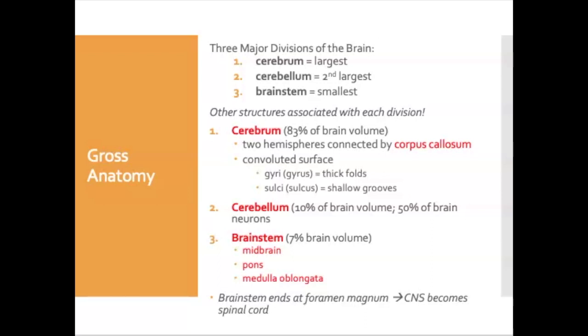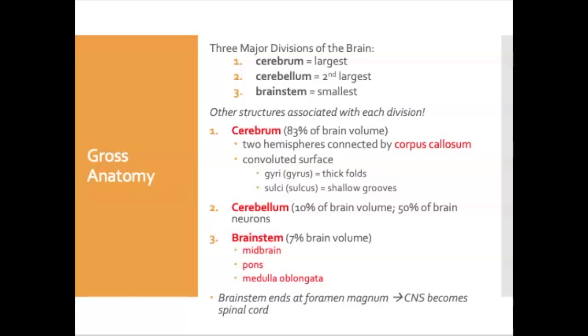So we said the cerebrum is the largest physical structure. It makes up about 83% of the volume of the brain. It's composed of two hemispheres. And those two hemispheres are connected to each other with a structure that's called the corpus callosum. As I'm sure you know, the surface of the cerebrum is not smooth and flat, it's convoluted. It's covered in these folds of tissue that are separated from each other by shallow grooves.